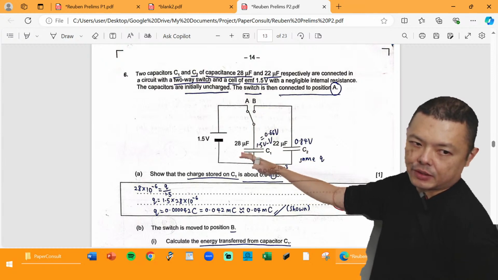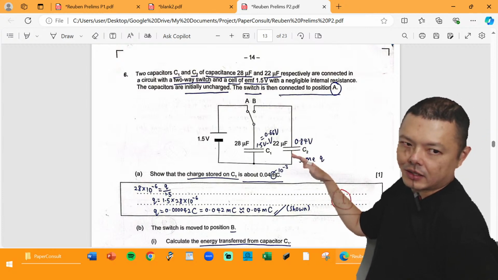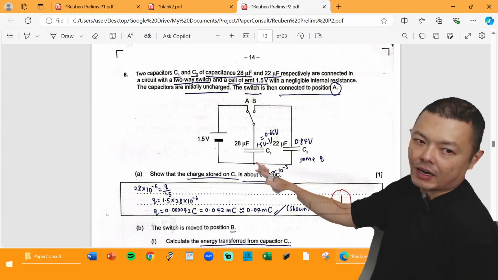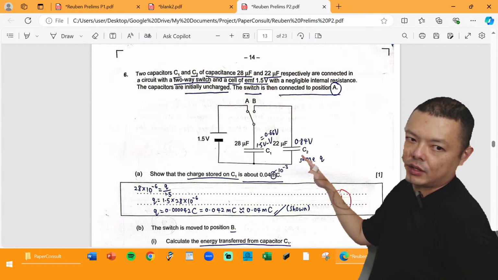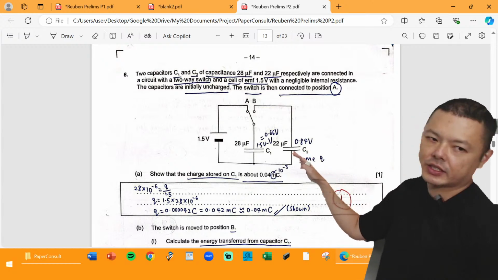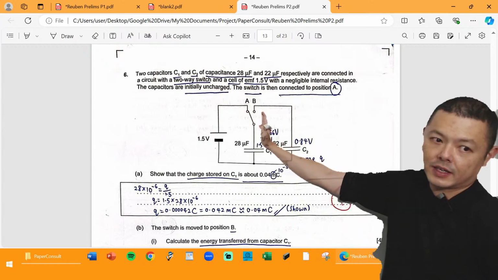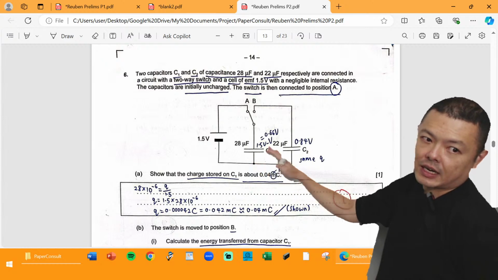Then this capacitor will discharge to this capacitor. Then this capacitor will charge up, right? So at the start, which one is charged? This one is charged. This one has no charge at all. The capacitor is 22 microfarads, but no charge at all, right? Then you switch it over. Once you switch it over, this guy will discharge, and it will charge this guy, right?